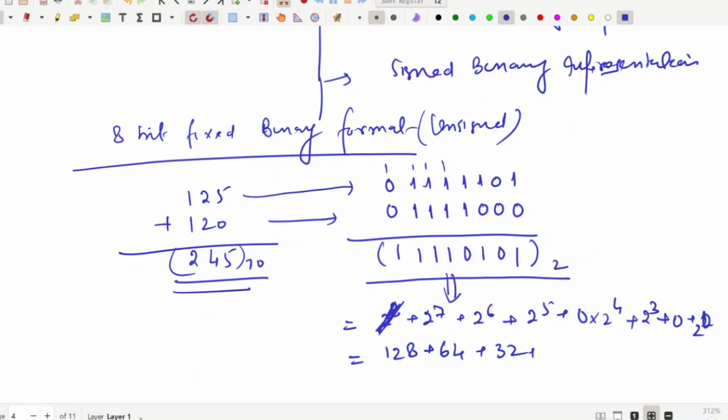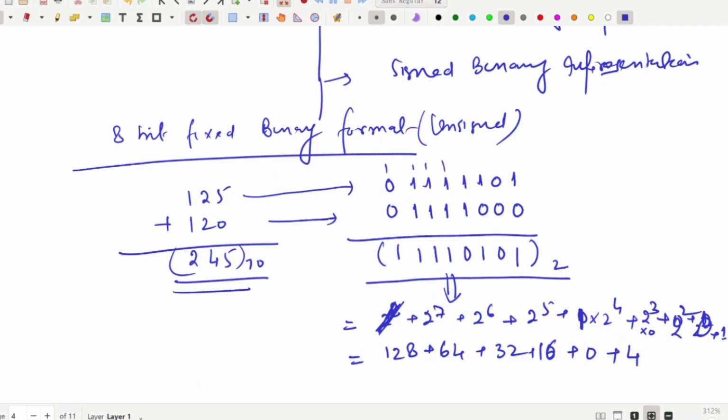0 plus 2 to the power 3, that is 0. This is multiplied by 0, that is also 0. This 2 to the power 4, this is 1, that is 16 plus 0 plus 2 to the power 2, that is 4, plus 2 to the power 1 means 0, plus 2 to the power 0 means 1.